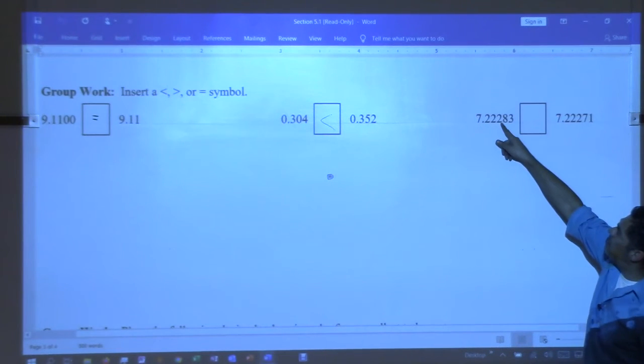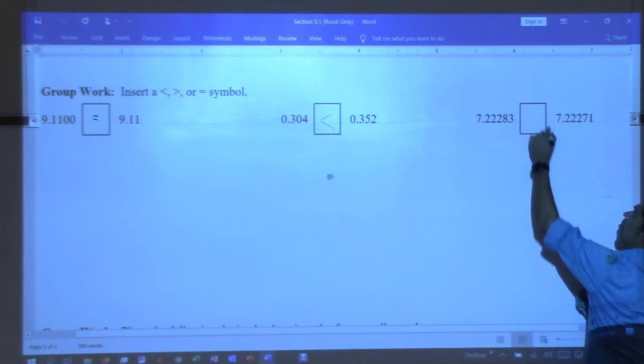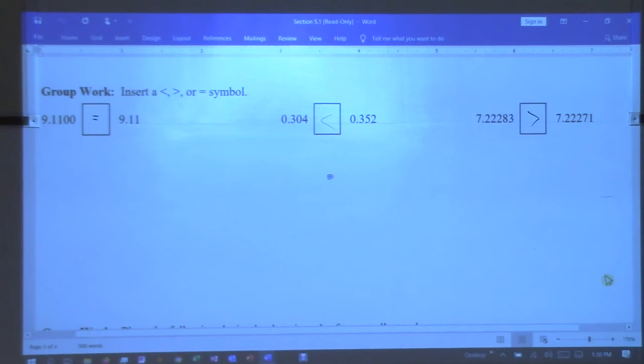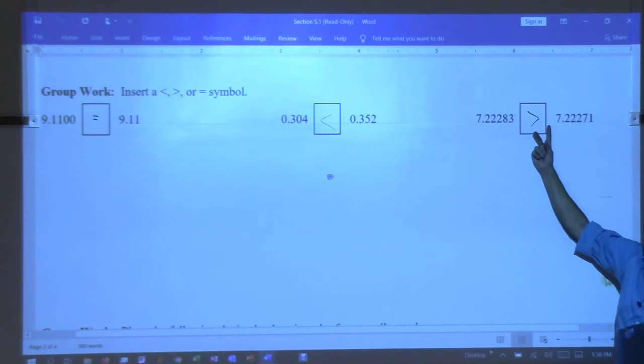Everything is the same up until you get to this. After this third 2, you have a 7 here and an 8 here. So this one's bigger. And what would happen if these were both negative? This answer would flip, okay?